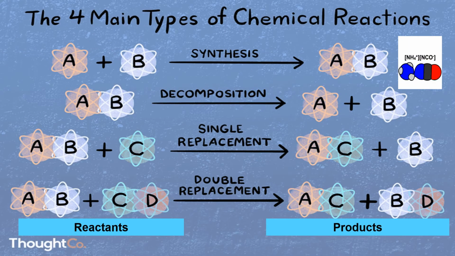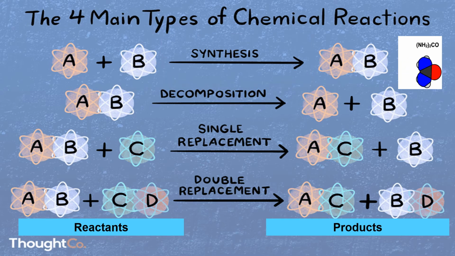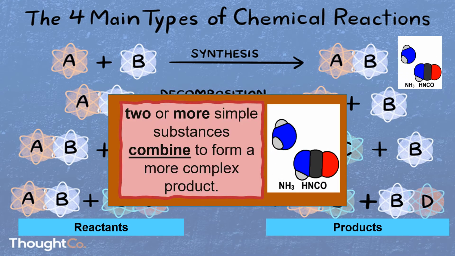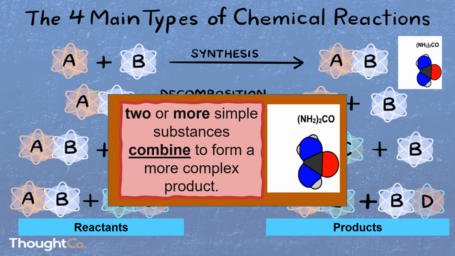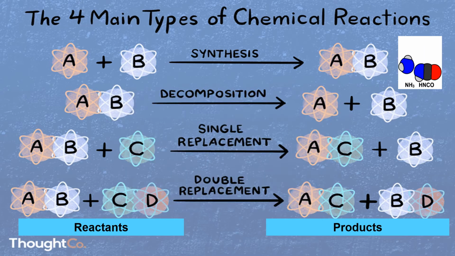Let us now move on to the four main types of chemical reactions. The first type of chemical reaction is the synthesis. A synthesis reaction or direct combination reaction is a type of chemical reaction in which two or more simple substances combine to form a more complex product. The reactants in this reaction may be elements or compounds, while the product is always a compound.